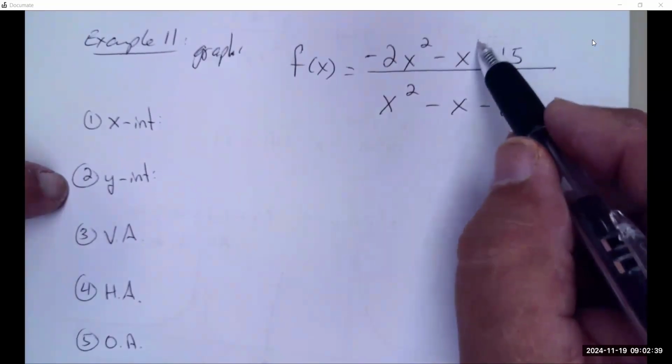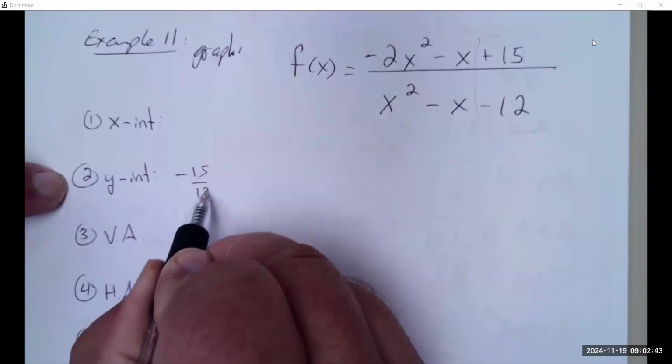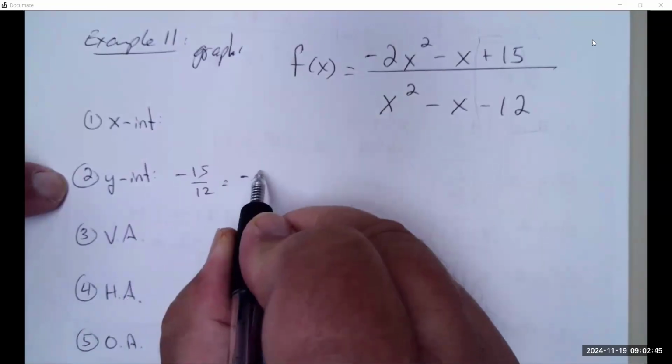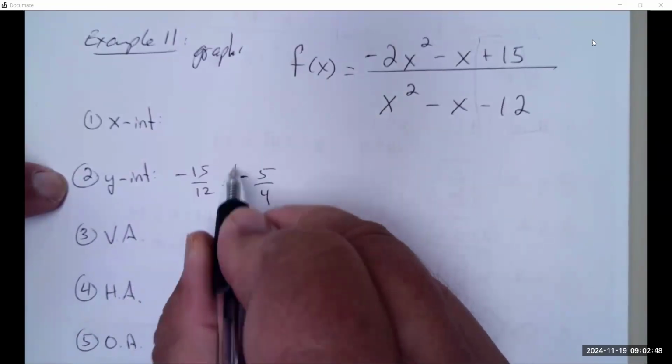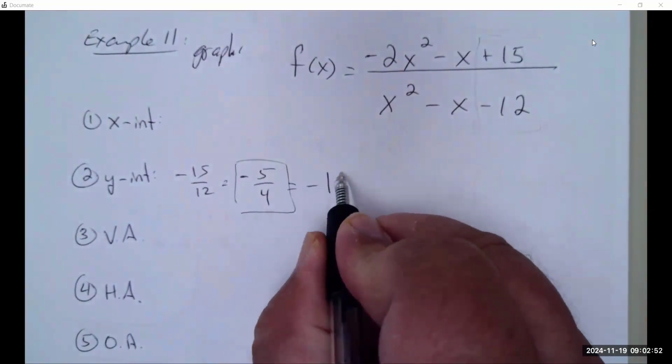No, we just look at the constants. So it's negative 15 over 12. They both have a 3 in common, so it's negative 5 over 4. That's the y-intercept, which is negative 1 1/4.